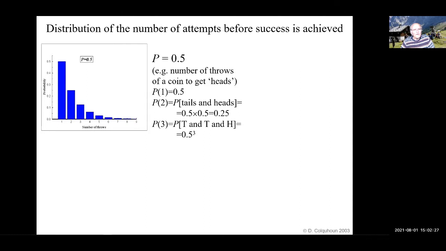So for coin tossing, the probability of success, meaning heads, at each throw is 0.5, so the probability that you have to throw it once to get a success is 0.5. The probability of getting tails and then heads, that's having to toss it twice to get a heads, is 0.5, the probability of tails, times 0.5, the probability of heads, which is 0.25. The probability you'd have to throw it three times to get a head is 0.5 cubed, and so on. If you plot that out, it looks like this. The height of the bin halves at every successive attempt.